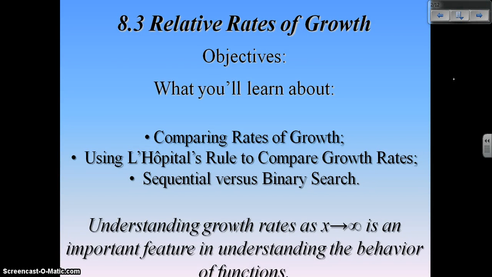Today, ladies and gentlemen, we're going to talk about relative rates of growth. We are using limits and L'Hopital's rule, if you will, to compare how different functions grow. Remember, growth is how steeply a function climbs. So we're going to be deciding which ones climb steeper than others. This is very important for us, as it helps us describe end behavior, which is extremely important in some things later on.